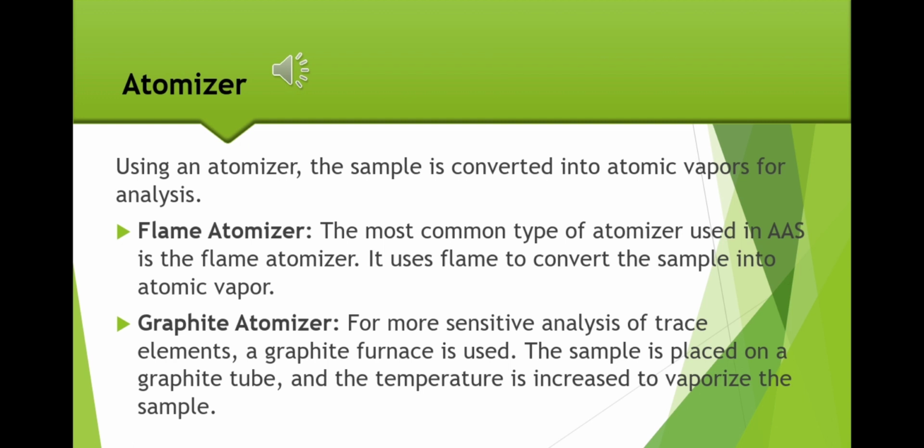Then we have the atomizer. Using an atomizer, the sample is converted into atomic vapors for analysis. There are two types of atomizer: first, the flame atomizer, and then the graphite atomizer. The most common type is the flame atomizer. It uses flames to convert the sample into atomic vapors. For more sensitive analysis of trace elements, a graphite furnace is used. The sample is placed on a graphite tube and the temperature is increased to vaporize the sample.